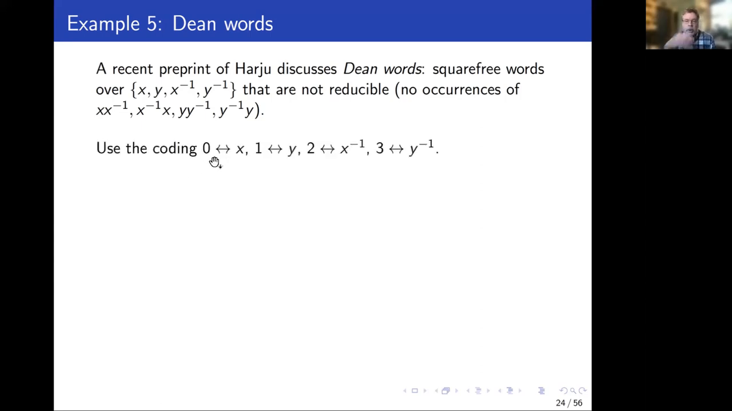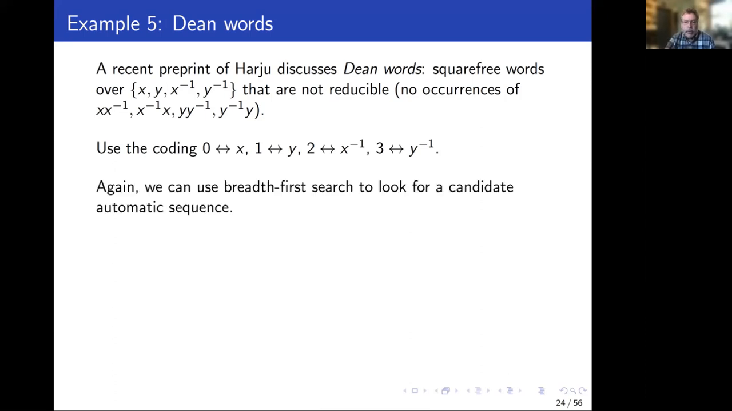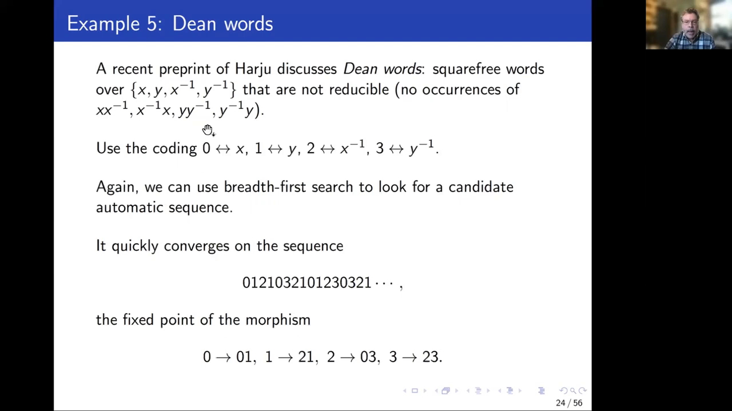So we can code these by saying, okay, 0 is x, 1 is y, 2 is x inverse, 3 is y inverse. And then what we want is a square-free word over this alphabet that has no 0,2 or 2,0 or 1,3 or 3,1 in it. So again, we can use breadth-first search to look for a candidate automatic sequence. And when we do that, it quickly converges on this sequence, which only needs a 4-state automaton.